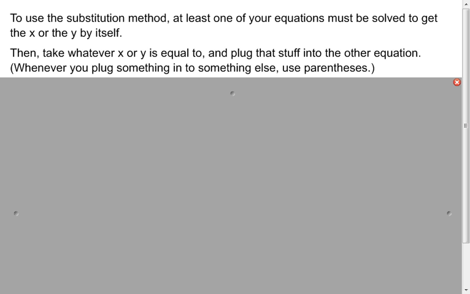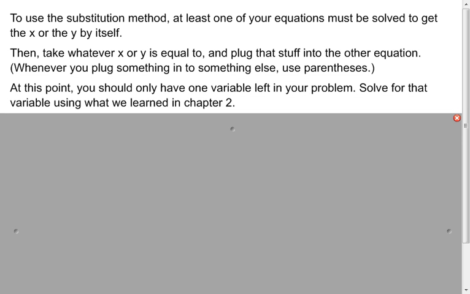Don't forget, whenever you substitute something in or whenever you plug something in, you should use parentheses. We'll see why here in a moment. After you plug what the x or y is equal to into the other equation, you should only have one variable left in your problem. Either all your variables turn into x's or all of them turn into y's. You're going to solve for that variable using the steps that we learned back in Chapter 2. Things like distributive property, combining like terms, using inverse operations, all of those things.